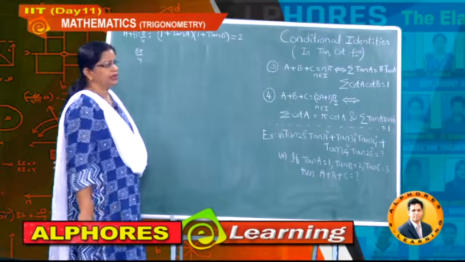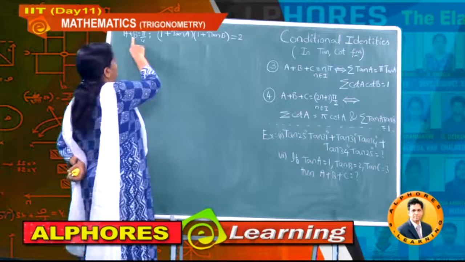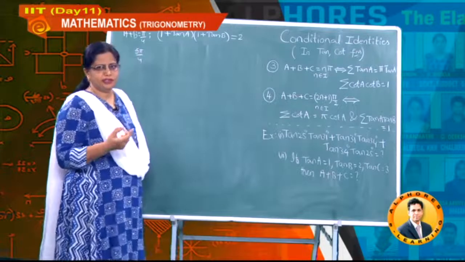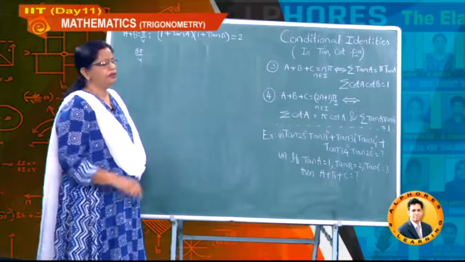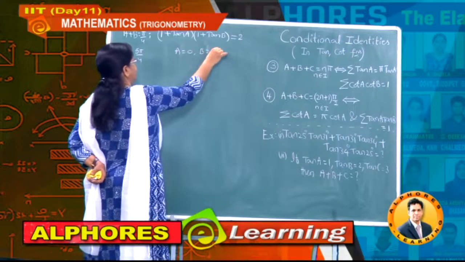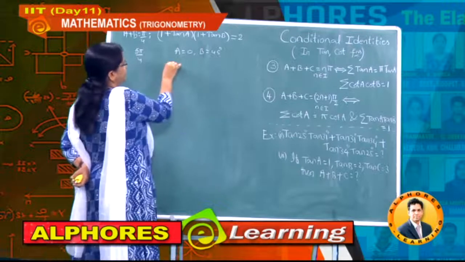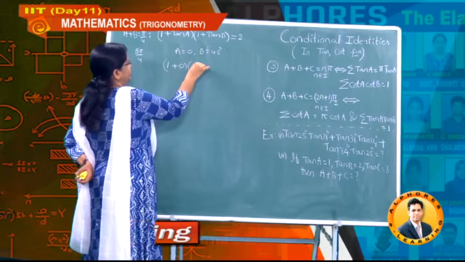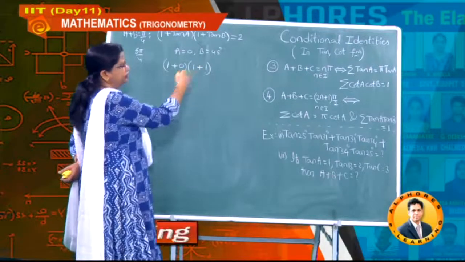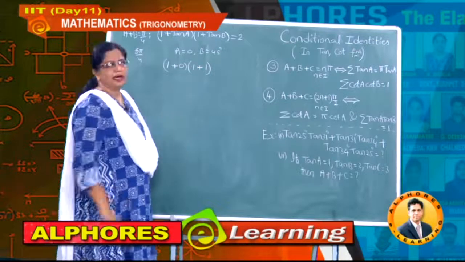If you are unable to recollect these identities quickly, you can use this trick: the sum of the angles is 45 degrees, so choose one angle as 0 degrees and the other as 45 degrees. If A = 0 and B = 45 degrees, then 1 + tan 0 is 1 + 0, and 1 + tan 45 is 1 + 1. Thereby you get the answer 1 into 2, that is equal to 2. In this way also you can use this kind of identity.